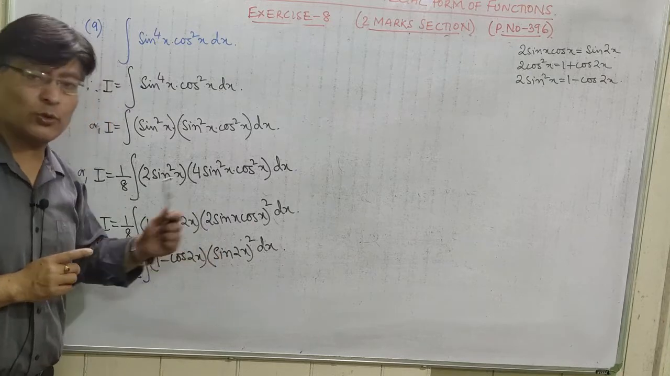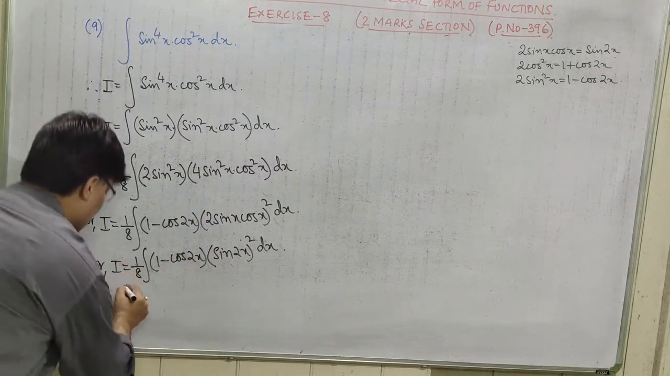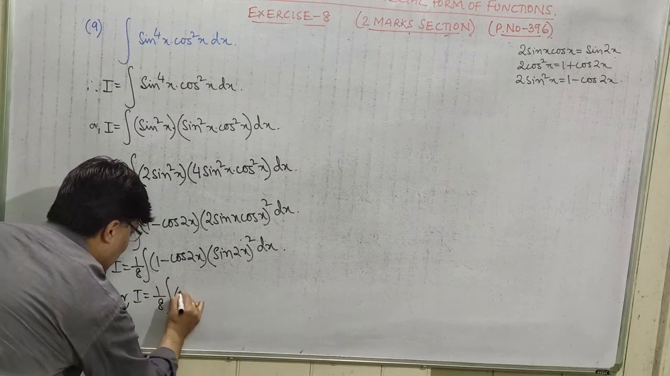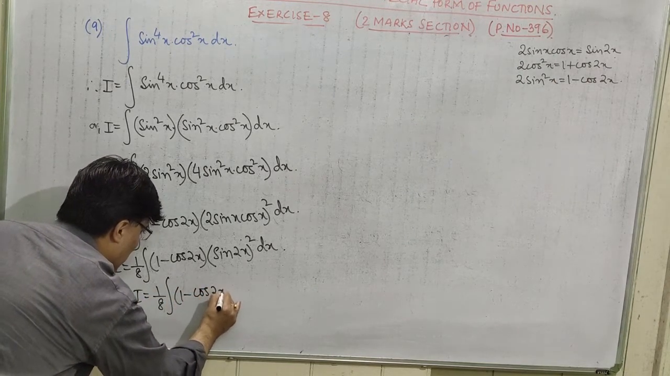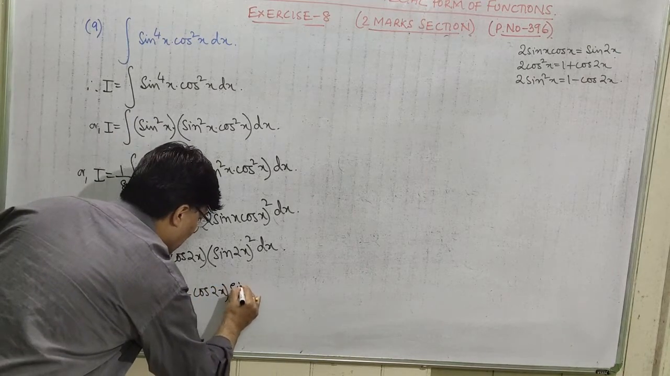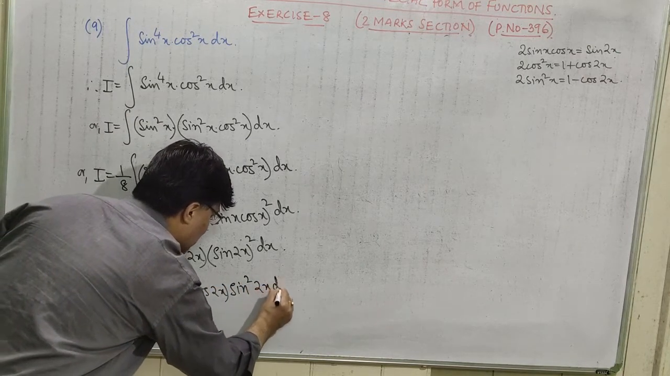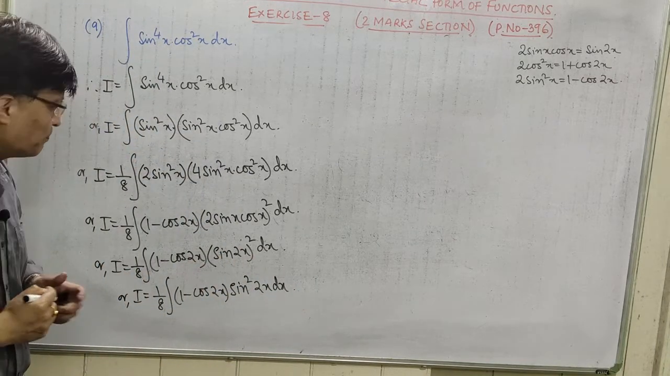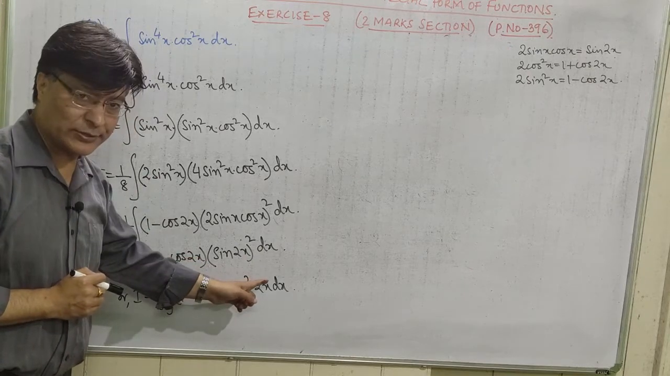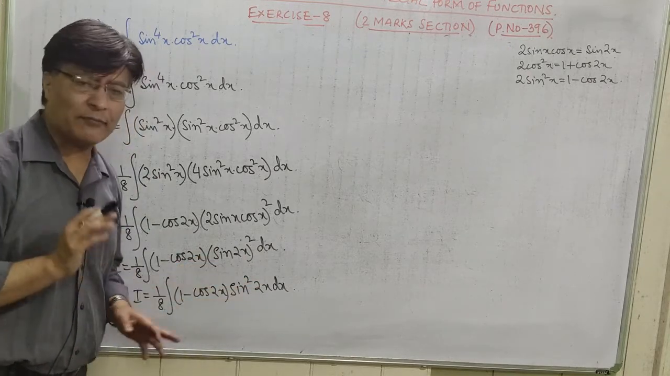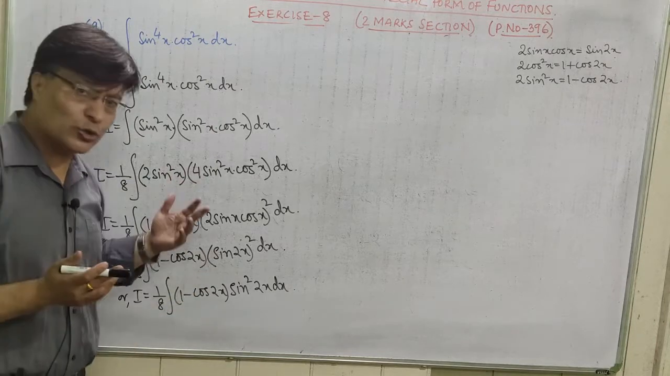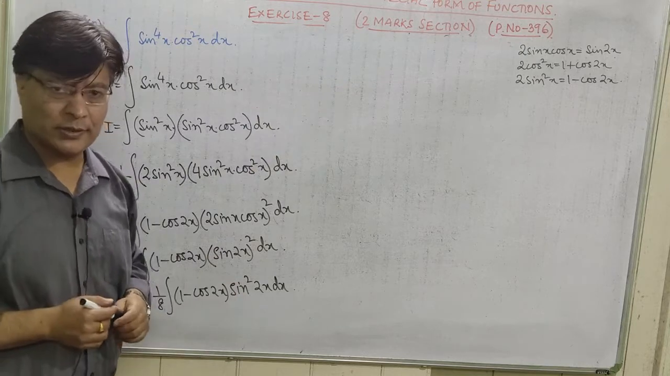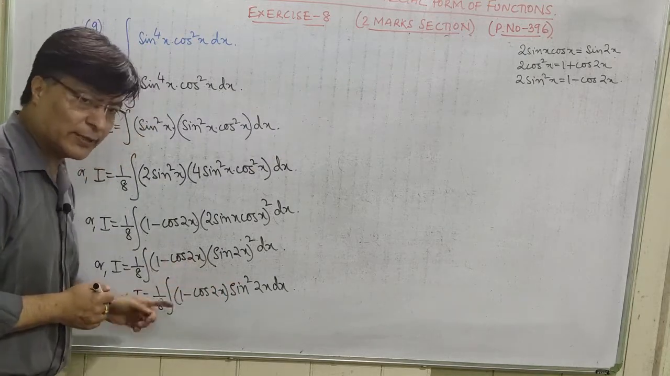Let us simplify sine 2x whole square. This is your sine square 2x, right? So I is equal to 1 by 8 integration of, this is 1 minus cos 2x, and this is your sine square 2x dx. So I hope you have understood it. Okay. Now this is sine square 2x. I already told you that whenever you have cos square or sine square 2x, you should multiply and divide by 2 again, so that you can use the formula of 2 cos square x or 2 sine square x. Okay. So again you should multiply and divide by 2.